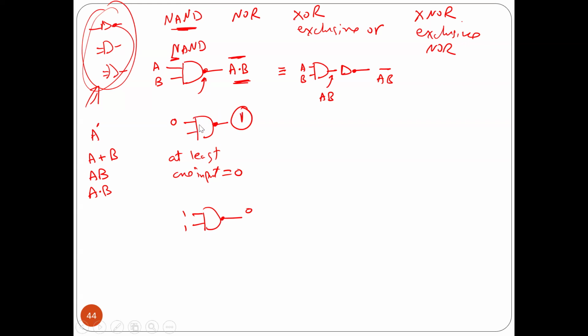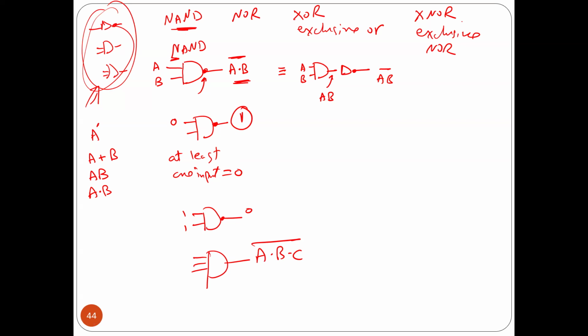Also, this gate can have two inputs, or sometimes it can have more than two inputs. Sometimes you can make it three inputs. Exactly everything is the same. So it's going to be A and B and C inverted. Any questions here? Yes, sure.